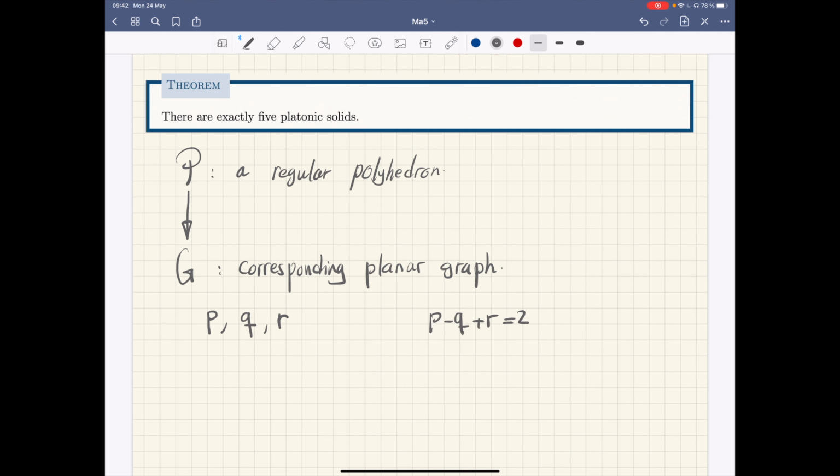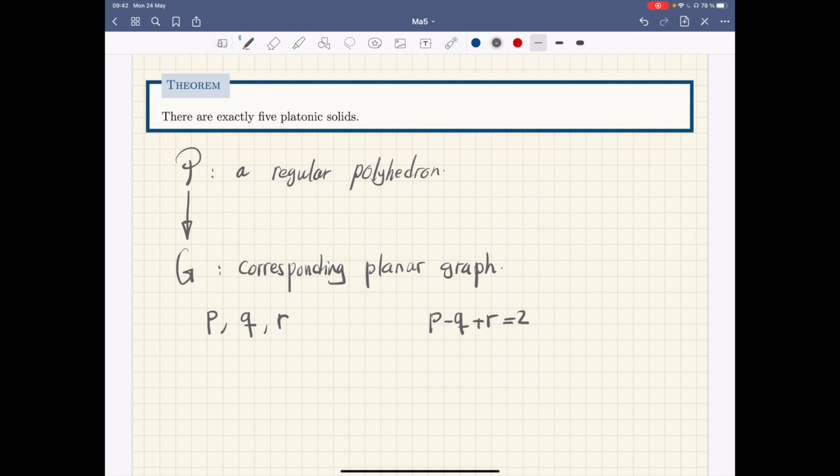Why is that? Because this planar graph is connected, is planar, and it's simple. So it should follow this rule. But we can say more than that. What can I say about the degree of each vertex? Shouldn't the degree of every vertex be the same? Exactly. Is that understandable? I don't know what that degree is, but the degree should be the same.